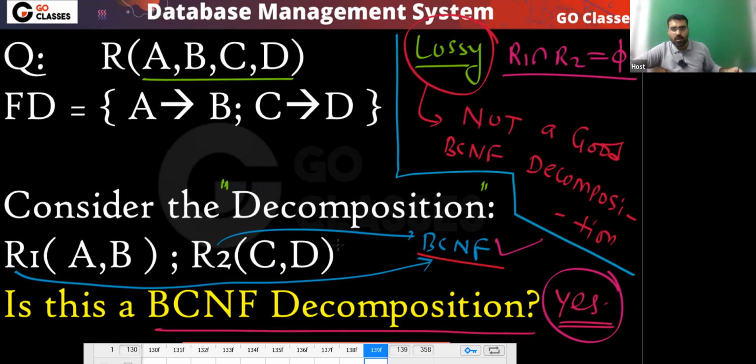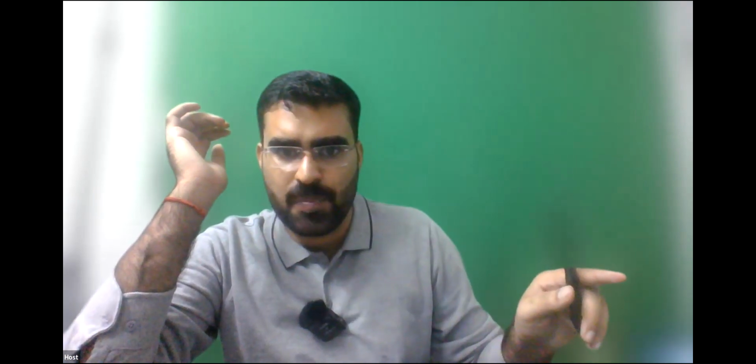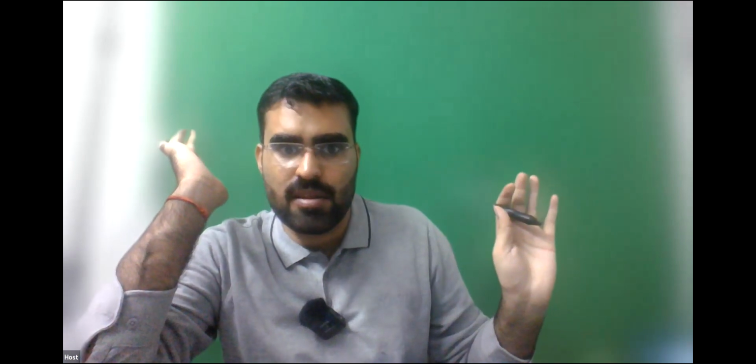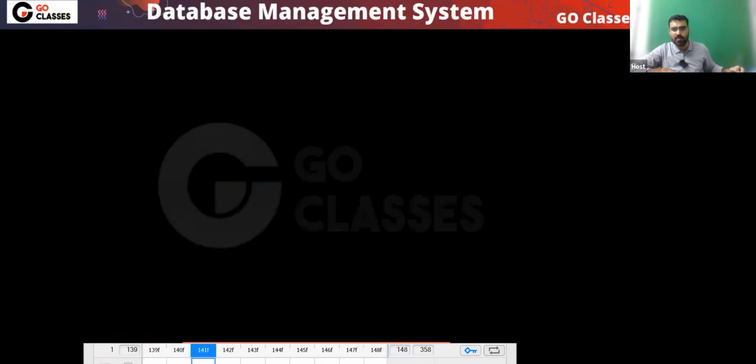If someone asks you, is this a BCNF decomposition? The answer is yes. To check if a given decomposition is BCNF or not, what will you do? You will check each individual table, each sub-relation, individually. But you can notice this decomposition is lossy, so this is definitely not a good BCNF decomposition. Is this clear? But this is a BCNF decomposition.